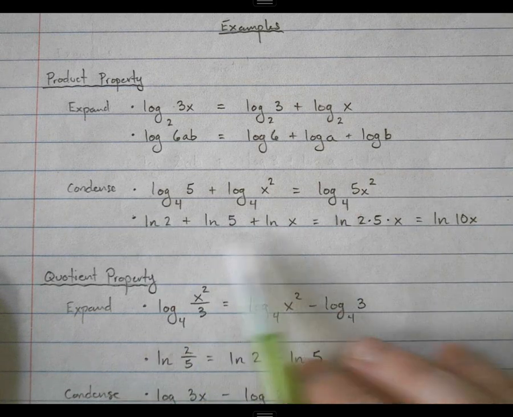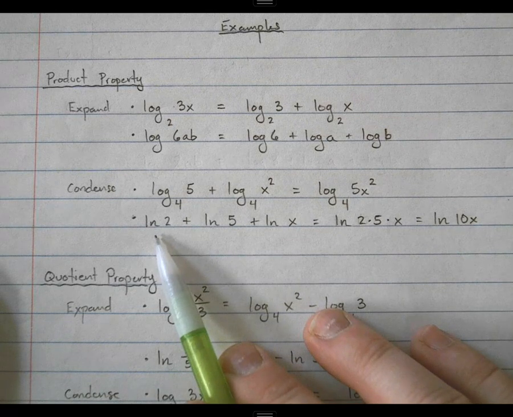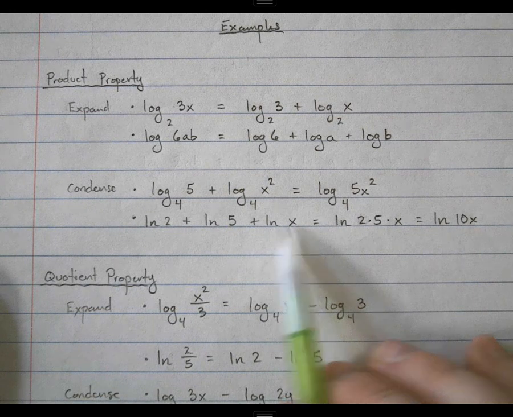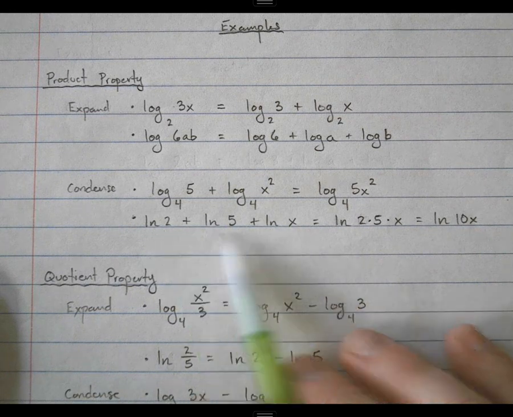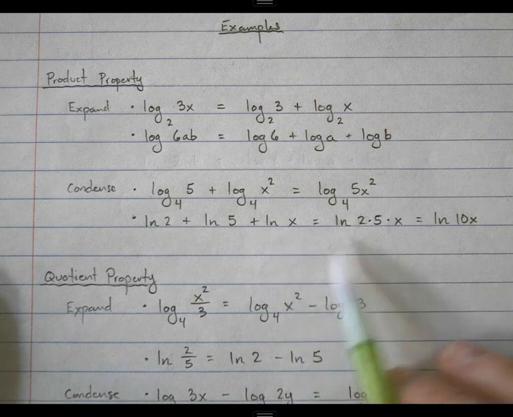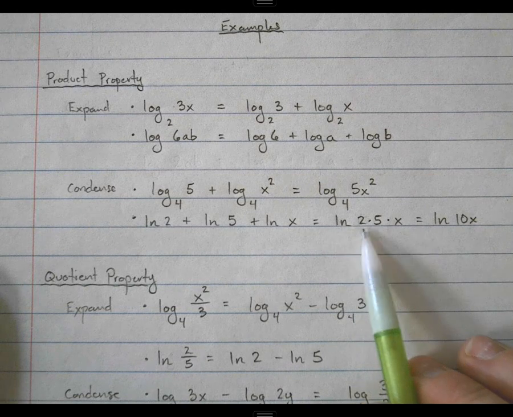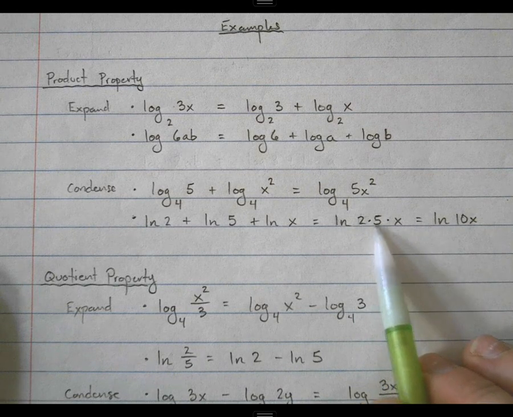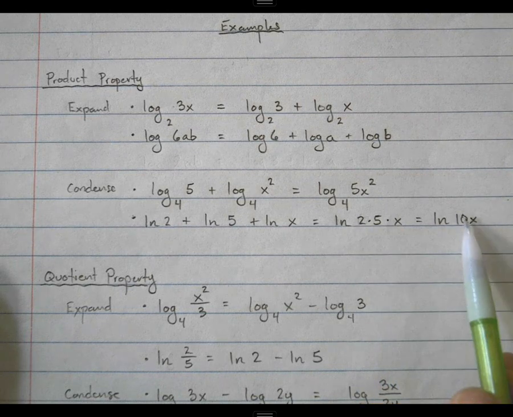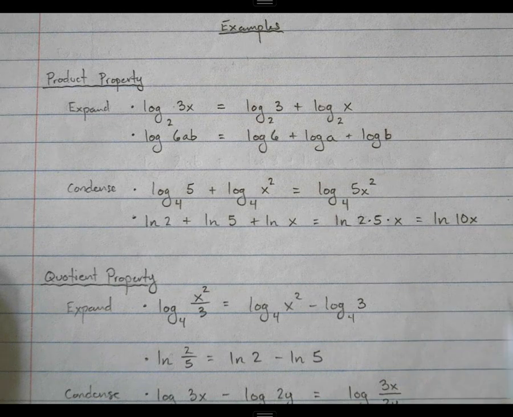Similarly, here I've got 3 logs. Now I'm using the natural log: ln of 2 plus ln of 5 plus ln of x. Well, we have all the same base, e, and 3 logs here, so it's going to become the natural log of 2 times 5 times x using the product property. The 2 times 5 is just 10, so natural log of 10x.